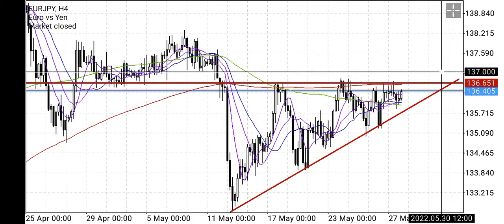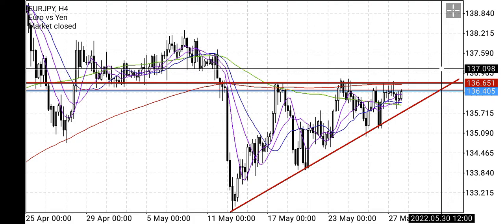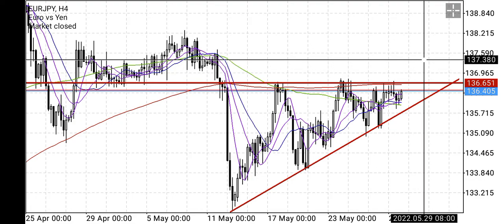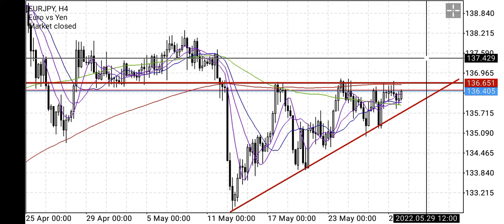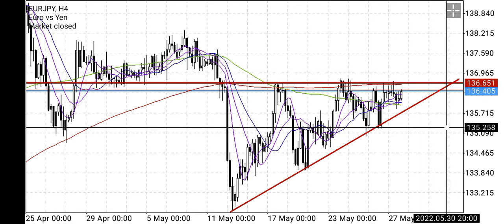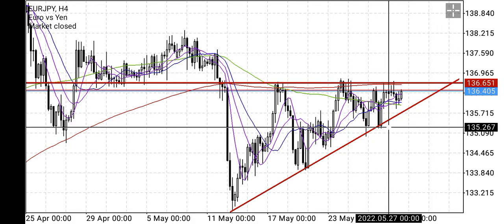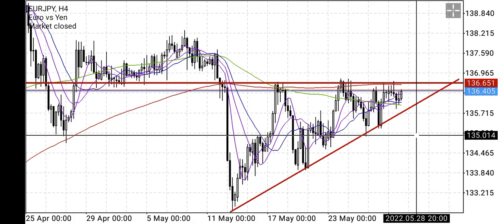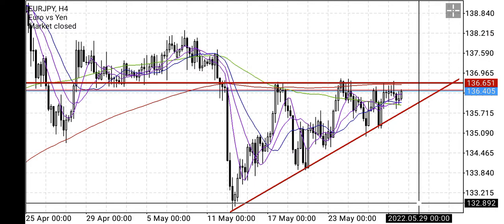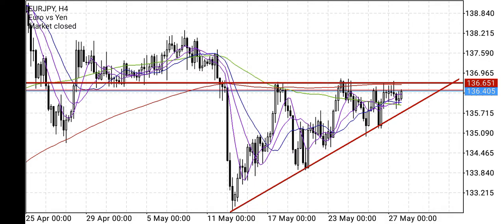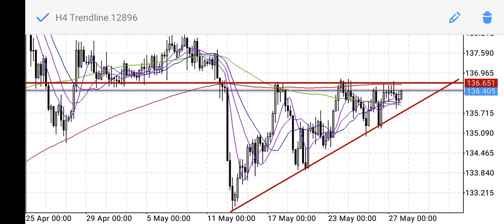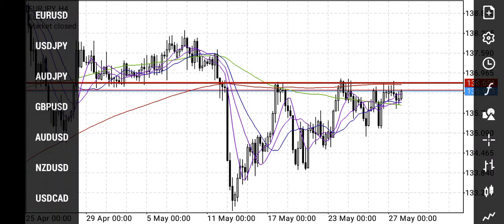So let's assume that price closes above this level. You are going to place a buy stop above this level and apply your risk management. If price should close below this previous low, then you can place your sell stop at this level, then apply your risk management. So that's the analysis for EURJPY. So now let me move to the next currency pair, which is the last, which is GBPJPY.